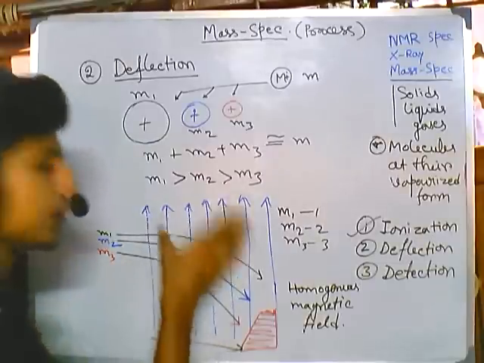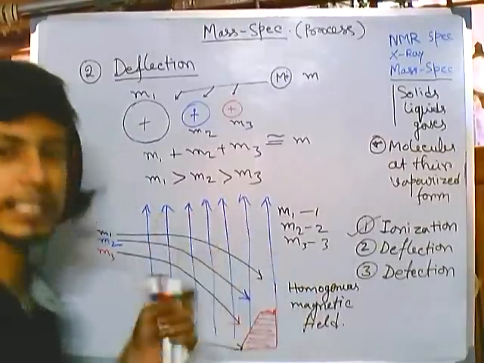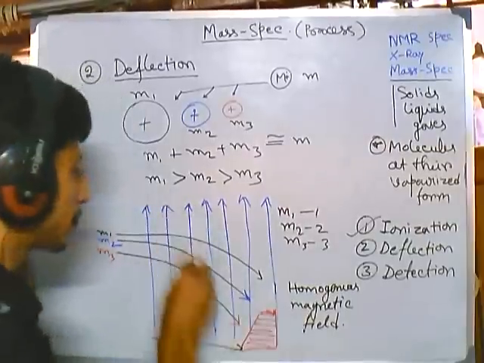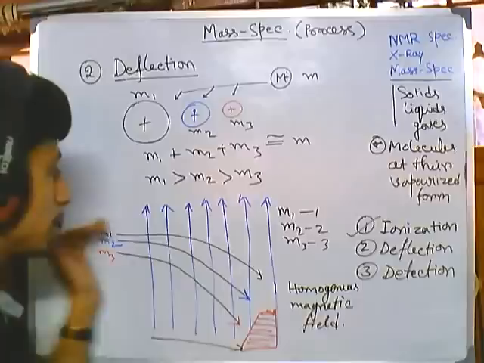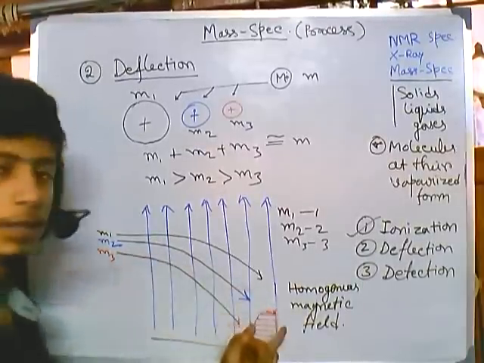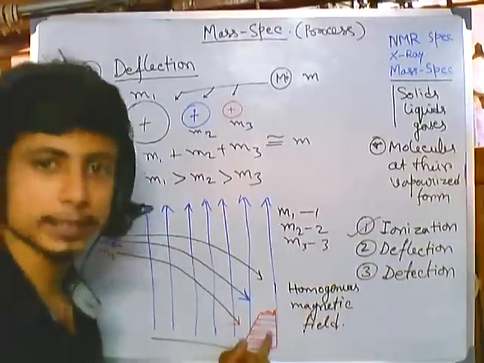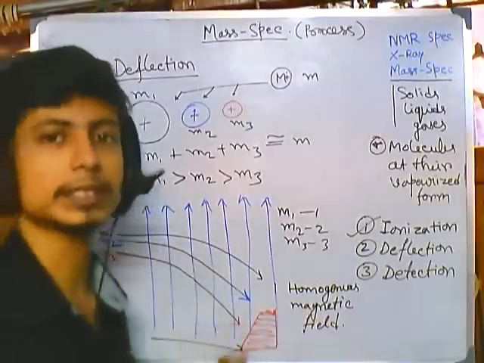If the magnetic field is arranged in this particular strength, suppose the strength is here, strength 1. Now in this strength 1 condition, M1 is not going to be hitting this detector. M2 is also not hitting the detector. Only M3 is hitting the detector. Right? Not M1, not M2, only M3 is hitting the detector.